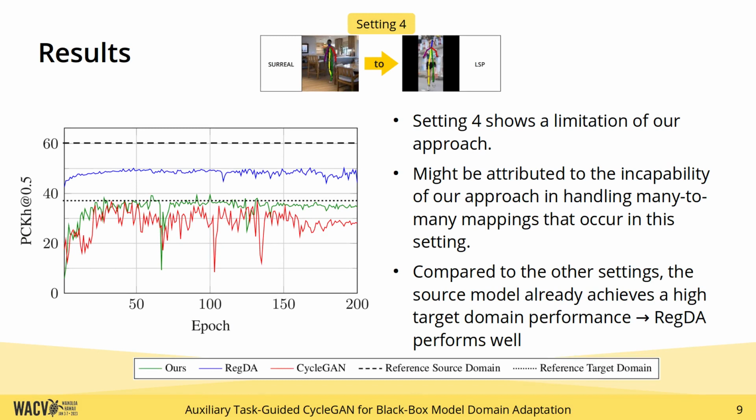Domain adaptation from the serial to the LSP dataset in setting 4 shows a limitation of our approach that might be attributed to many-to-many mappings occurring in this setting. Our method is currently only able to handle one-to-one mappings. The source model's performance on target domain was best in this setting and, as expected, RegDA performs also well.